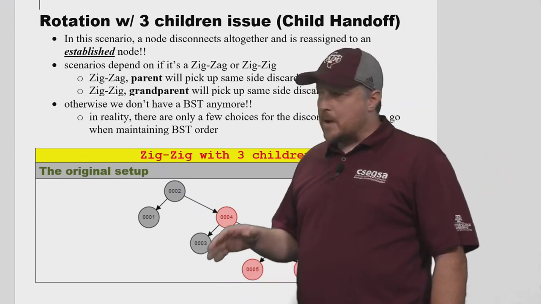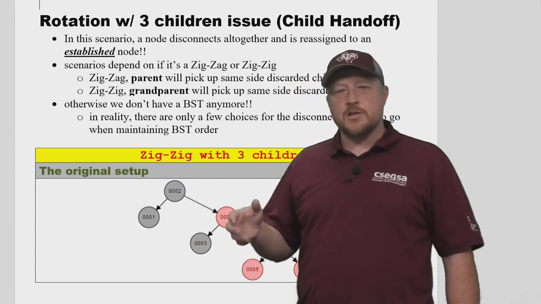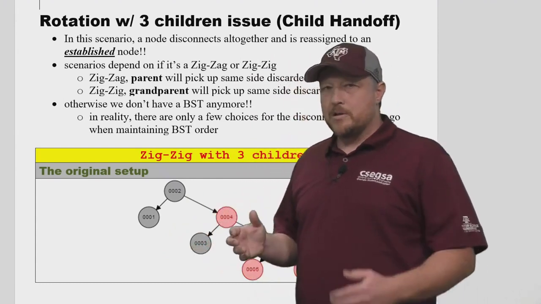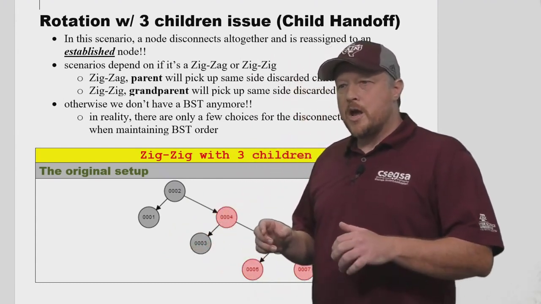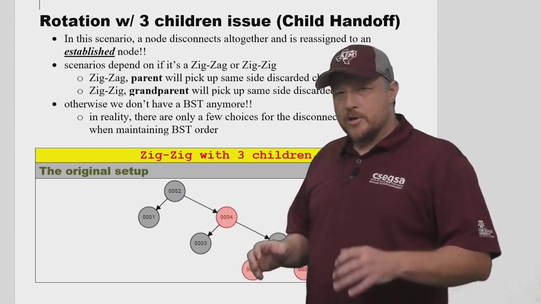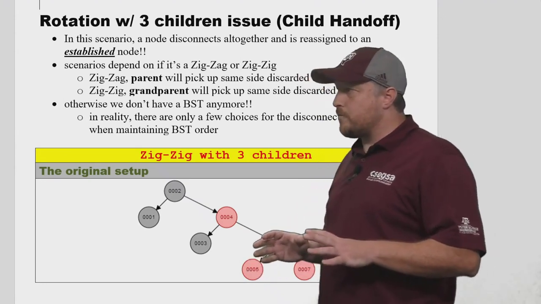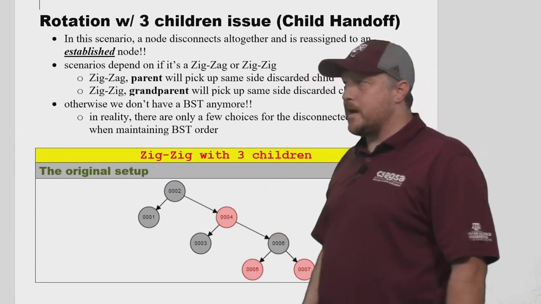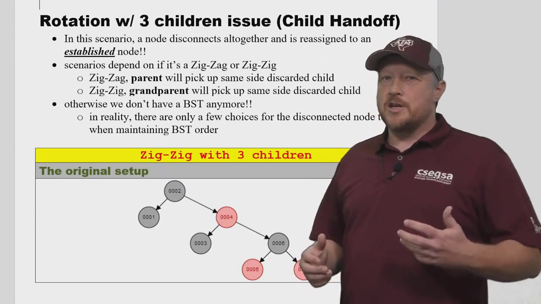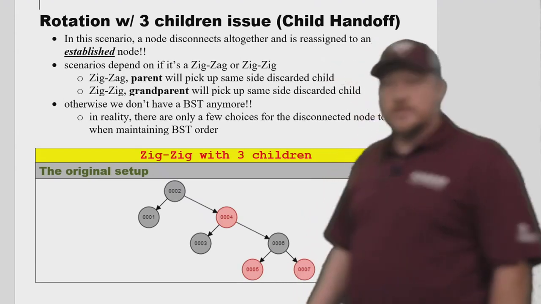Now, there are a couple of scenarios that happen: sometimes a parent will pick up and sometimes a different node will pick up. It really depends on the rotation and who is getting demoted. I'll show you some examples of that in a minute, but be careful. If you have a rotation with a child handoff issue, it's going to come up again, just like it did in splay trees if we covered it before. So we'll go over examples in a moment.